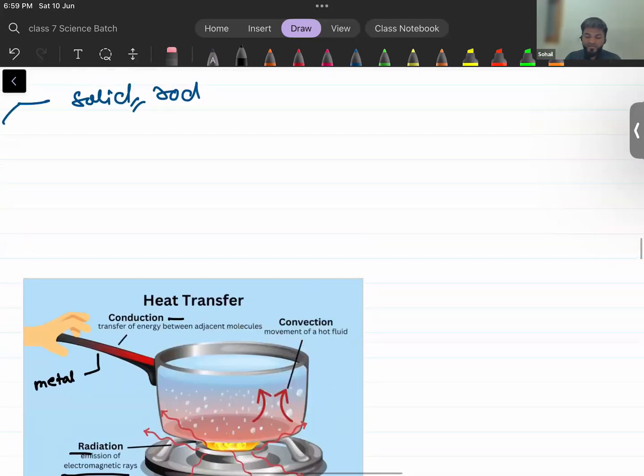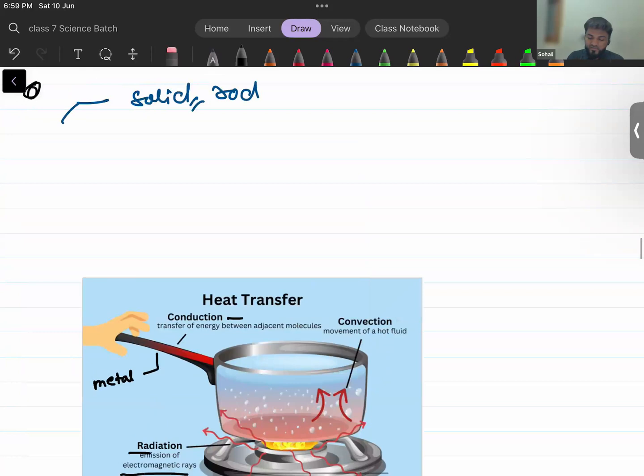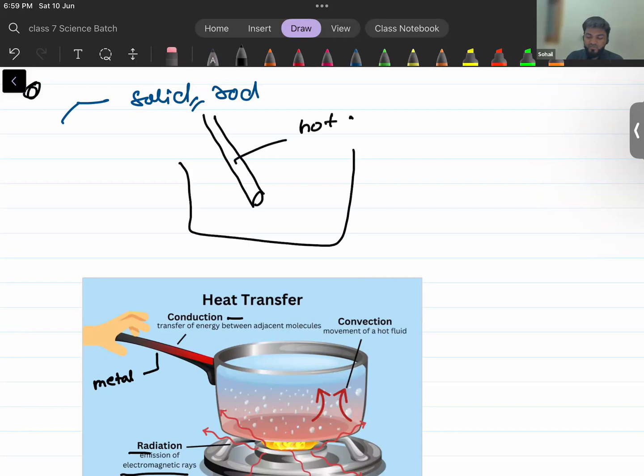As I was saying earlier, if you take a beaker filled with water and put a hot rod in it, in that case the mode of transfer of heat will be convection. From this rod to this water, the mode of transfer of heat will be convection.